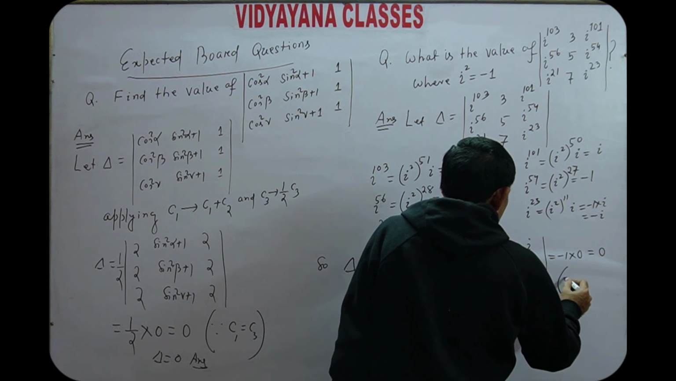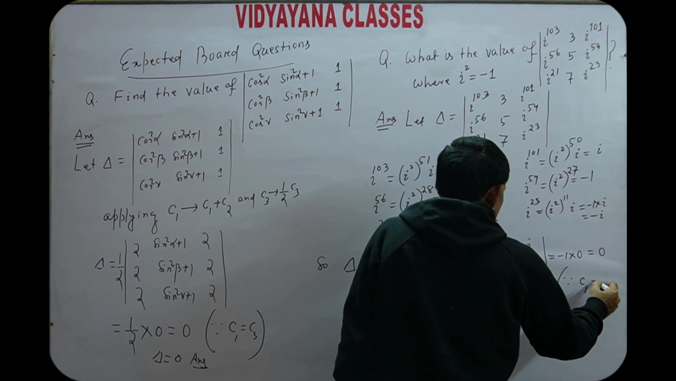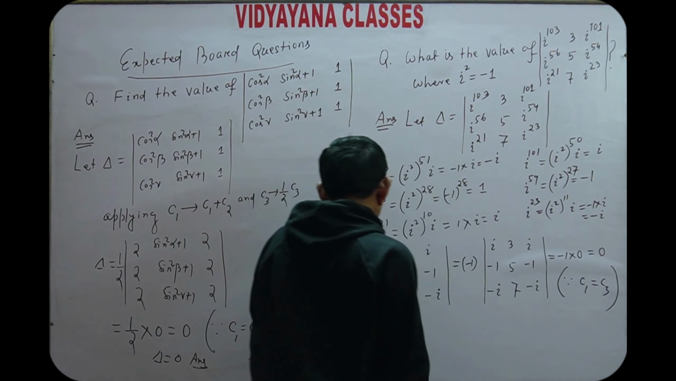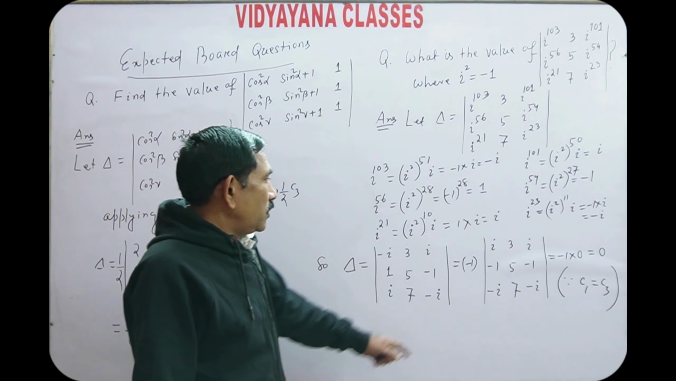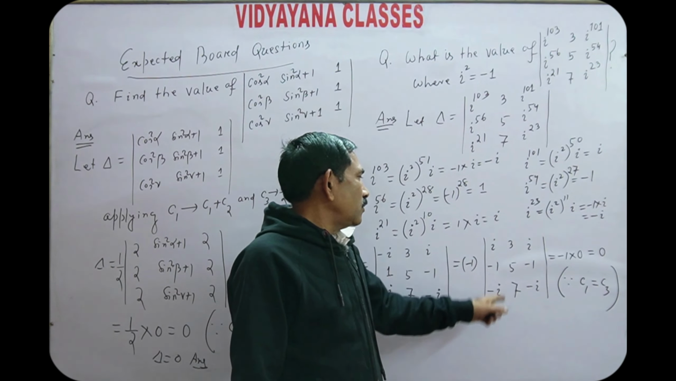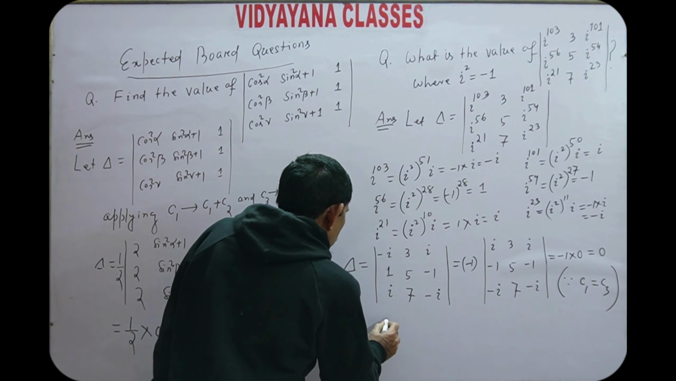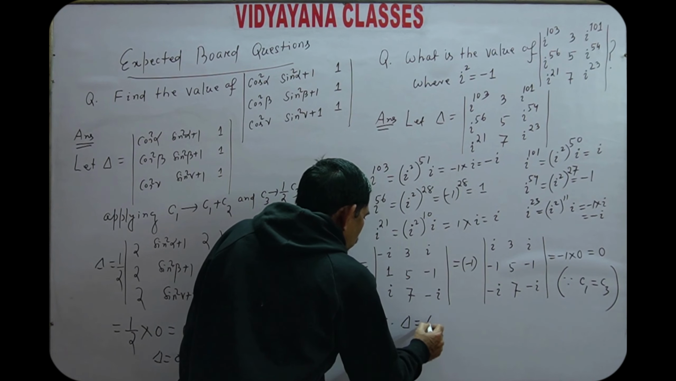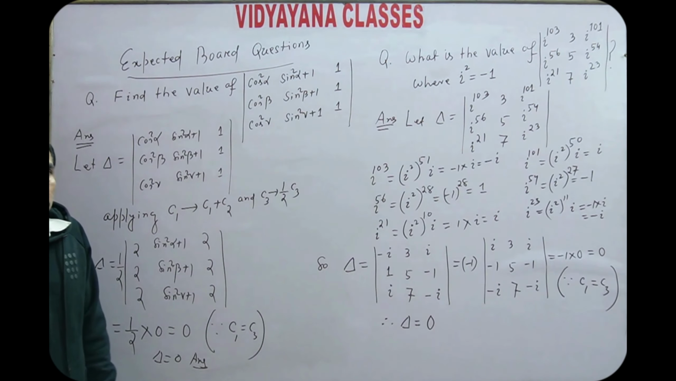Since C1 is equal to C3. Clear? The value of the determinant vanishes since column 1 is equal to column 3. Therefore, del is equal to 0. Clear?